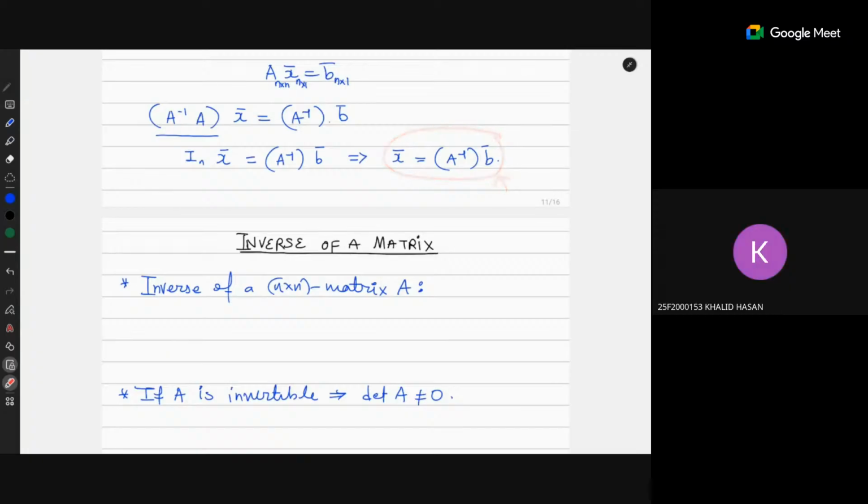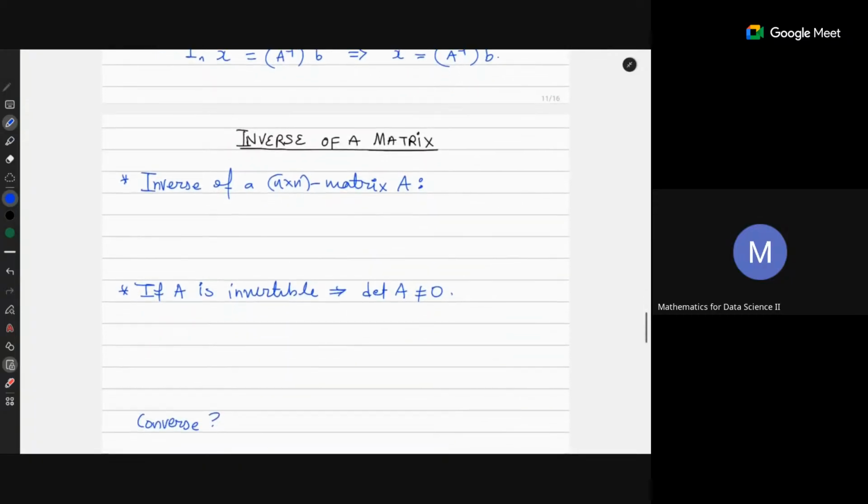Sir, can we multiply the same matrix on both sides? Yeah, you can do that. But then it will not give you anything. If you multiply the same matrix, you will get A squared x is equal to AB. It doesn't help you to find the solution, so it is of no use.